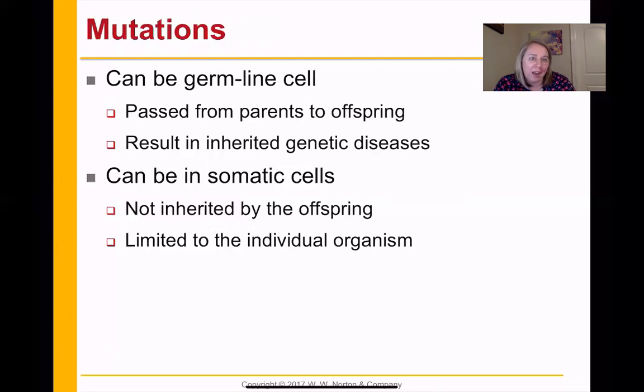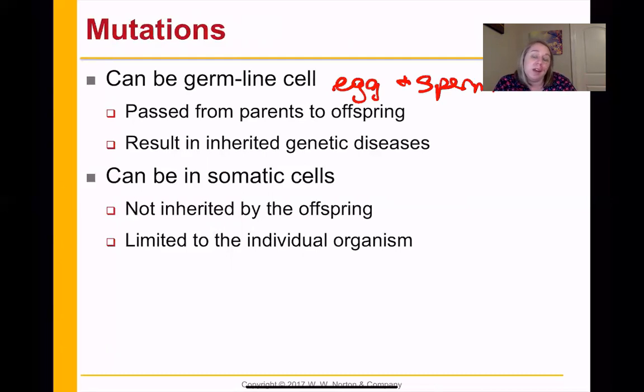And under that, the mutations can be in what are called germline cells, and germline cells are egg and sperm. So anything that is passed on to the offspring. So the parent gets the mutation, passes it to the offspring. And this results in what we call inherited genetic diseases.